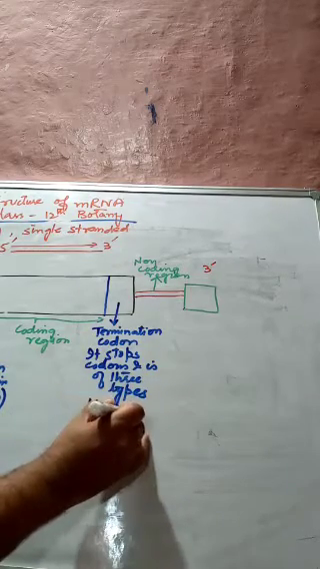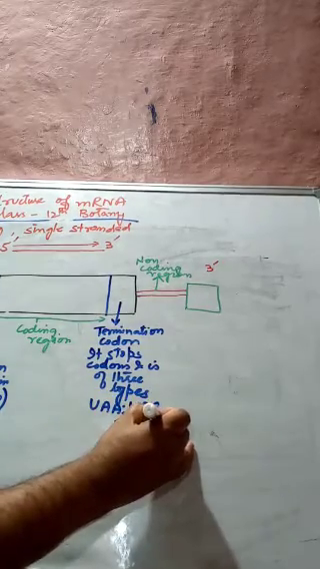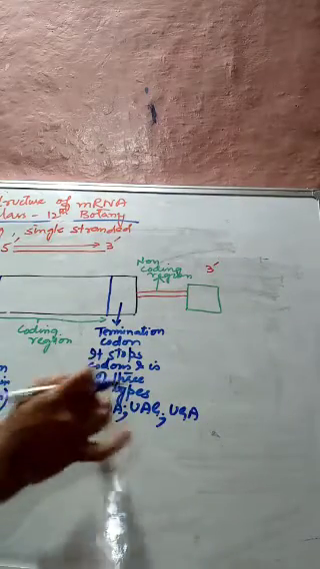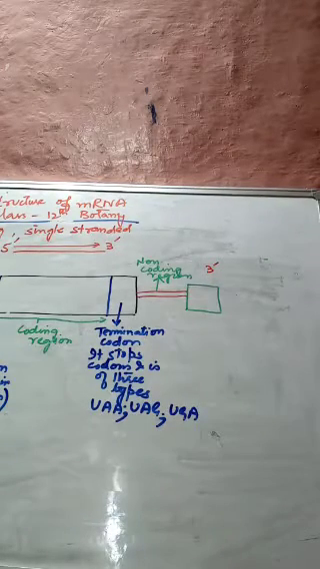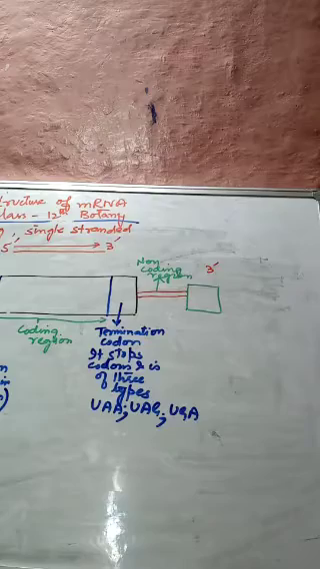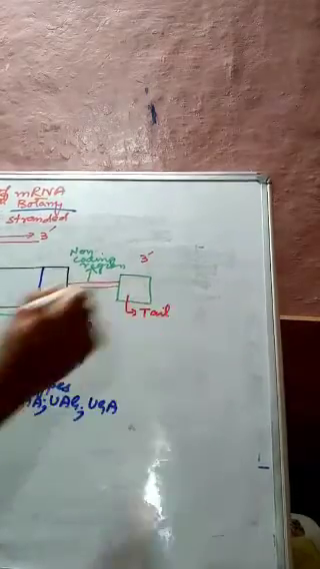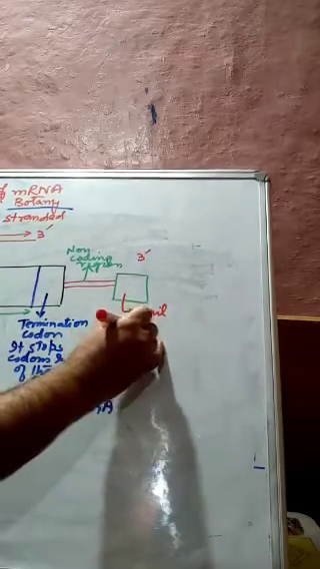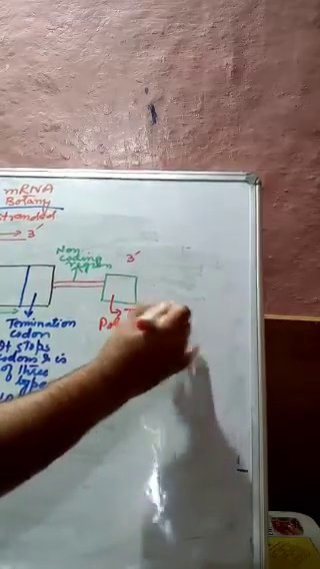UAA, this is one. Second one is UAG, and third one is UGA. So stop codons are of three types: UAA, UAG, and UGA. Now, this last one, what is this? This is called the tail, and this tail is called poly A tail, like this.